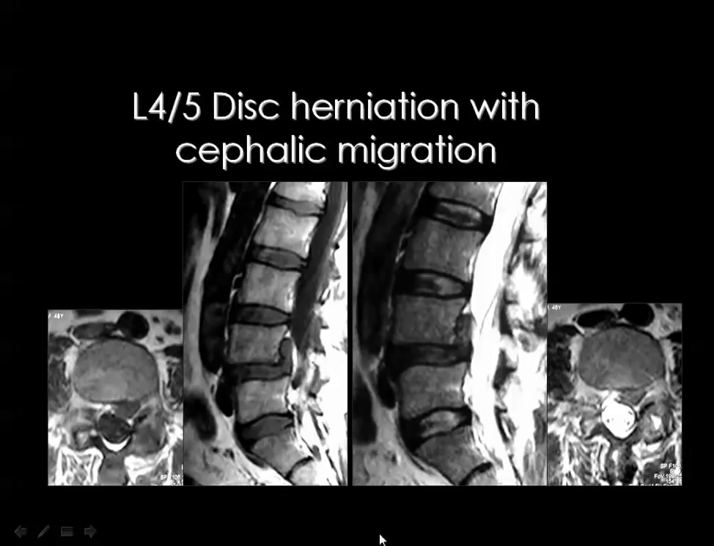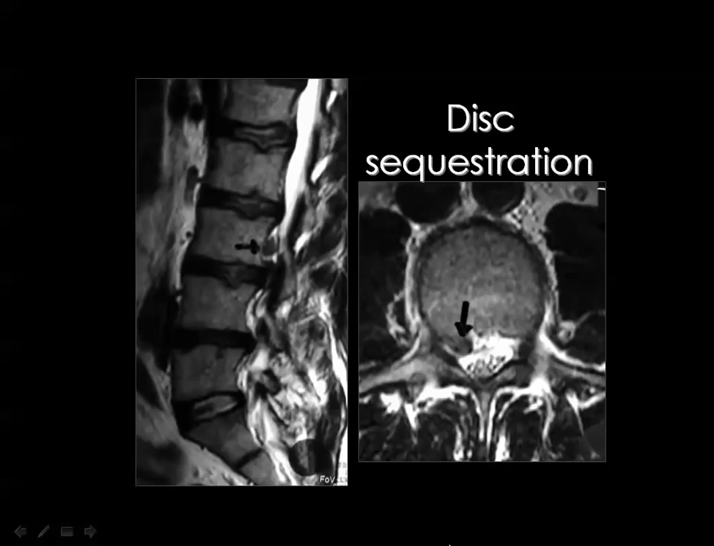But by MR, you can see from the sagittal image that this L4-5 disc is herniating and is migrating cranially, as you can see here. Then you want to know if this disc is to the left or to the right, and you go to the axial images and you realize that the disc is to the left side, as you can see here.